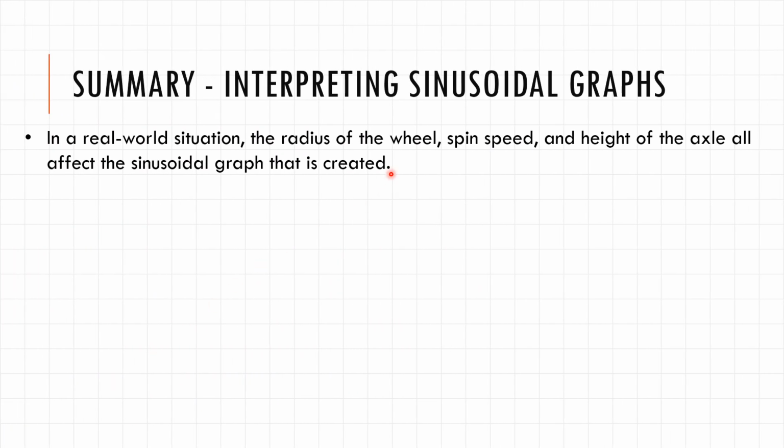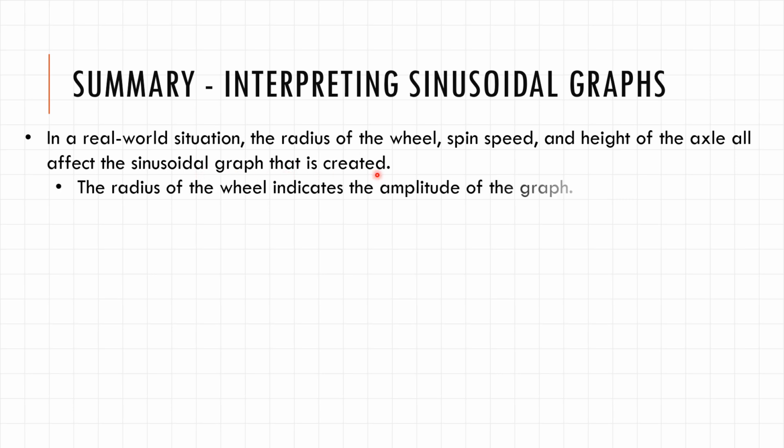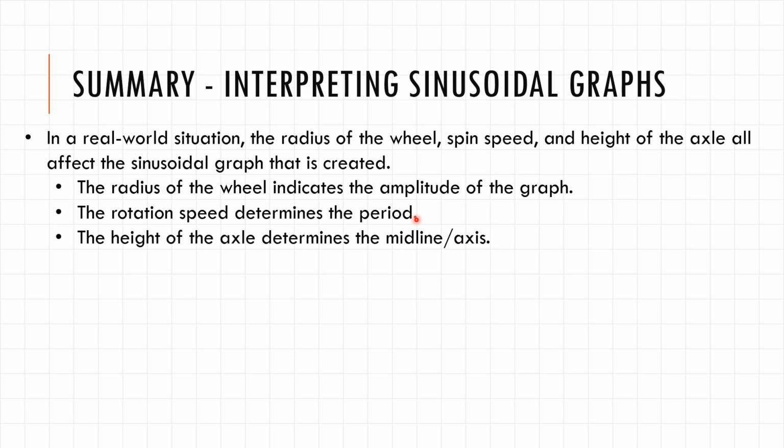Some of the things we've noticed in our investigations today are as follows. In a real world situation, the radius of that wheel that is spinning, the speed that it's spinning at, and the height of the center or the axle, those all affect the graph that's created. The radius would tell us the amplitude of the graph, like we saw in that first investigation. The rotation speed will determine the period, like we saw in our first investigation. The height of the axle determines the midline, like we saw in our second investigation.